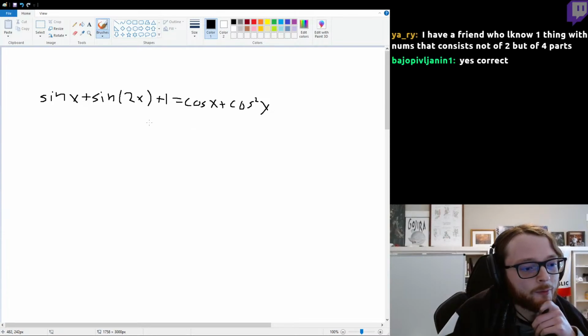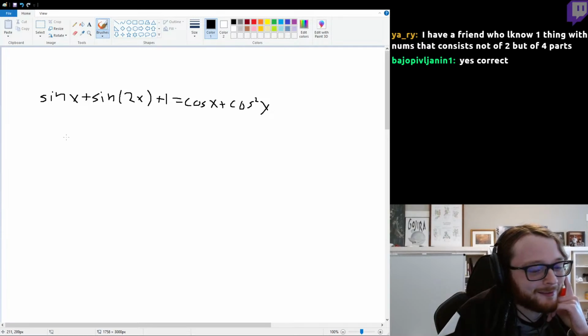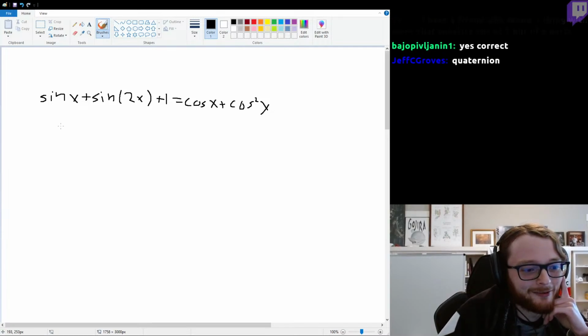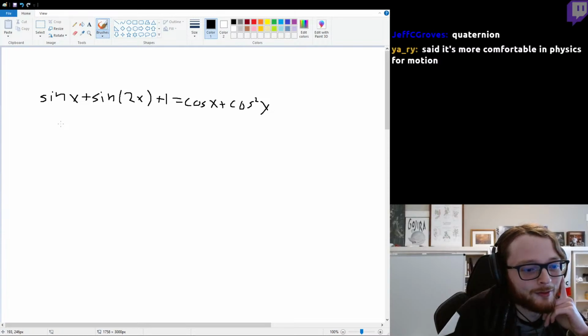And there's one thing with numbers that consist not of 2 but of 4 parts, like a 4-dimensional complex number, I guess. I mean, at that point, I feel like you're just talking about vectors. Quaternion? Oh, okay. I know basically nothing about that though. From physics for motion. That makes sense. So you have time and then 3 dimensions of space.